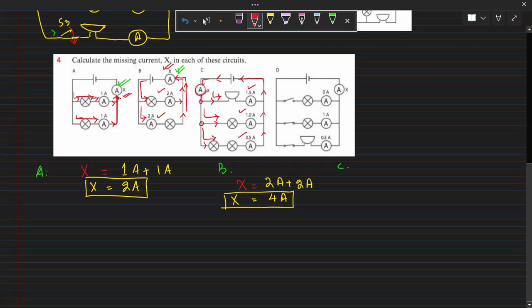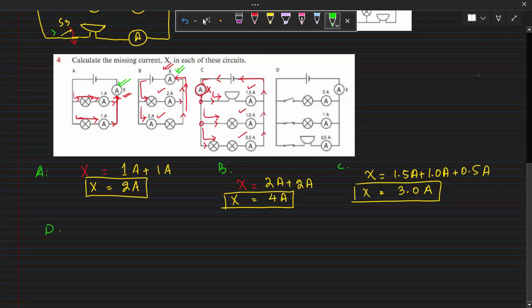So this ammeter, which is known as X, what we are observing is that this will show the total current. So the total current is going to be the sum of all the currents through each branch. So are we going to add? Yes. So 1.5 ampere plus 1.0 ampere plus 0.5 ampere, right? So what are we going to get? 3.0 ampere, right? Okay.